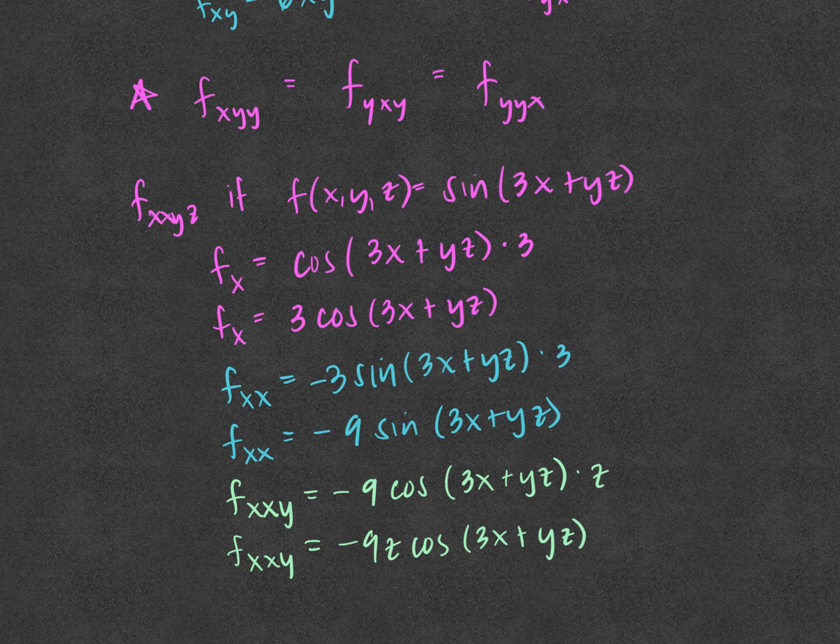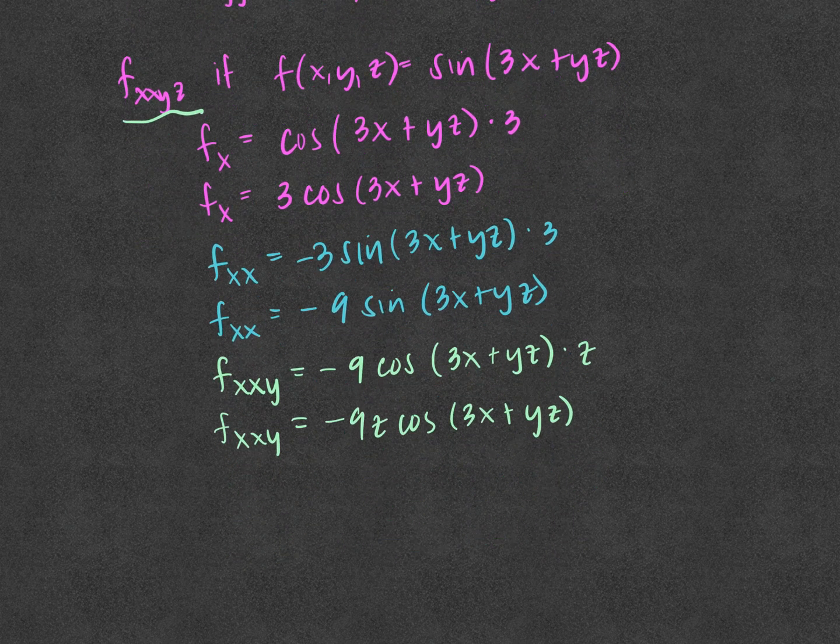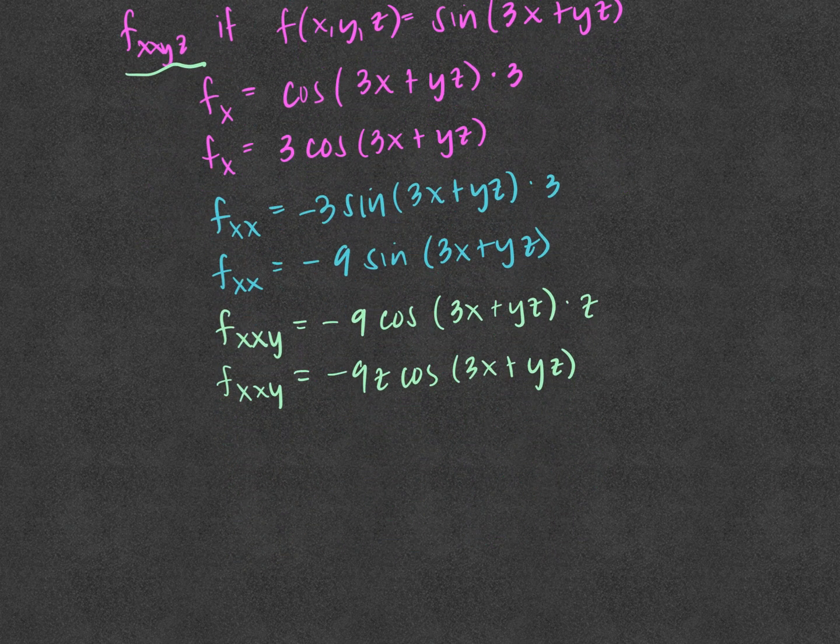And then if you look back up, we're asked to find the fourth derivative with respect to z. So we're going to say f x, x, y, z. Now this involves a product rule because we have a function here and the cosine function here. So I'm going to take the derivative of negative 9z to be negative 9 cosine of all of this stuff.